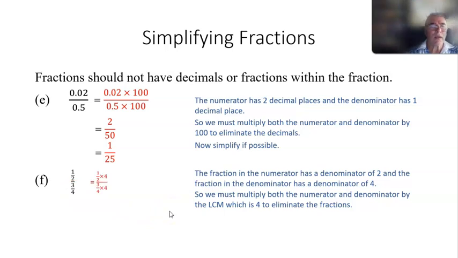And so what we'll end up there is a half times 4 and 3/4 times 4 will get rid of the fraction in the numerator and denominator. So half times 4 is 2, and 3/4 times 4 is 3. And sometimes that may simplify as well, but that is now the simplified answer. So 2 more challenging examples there.